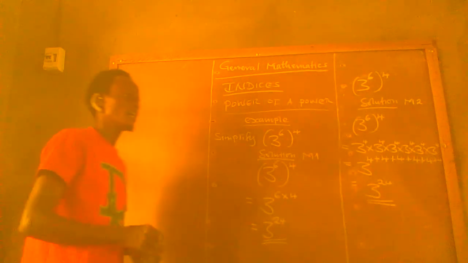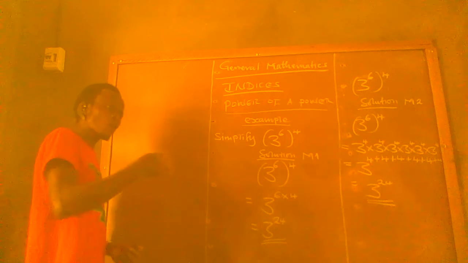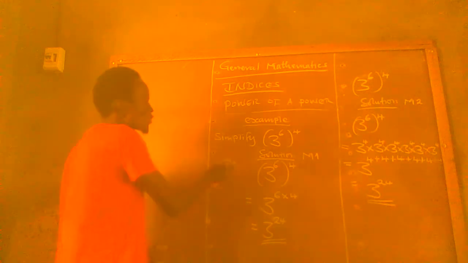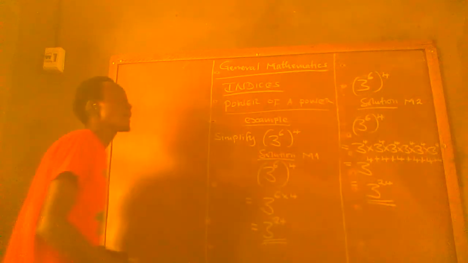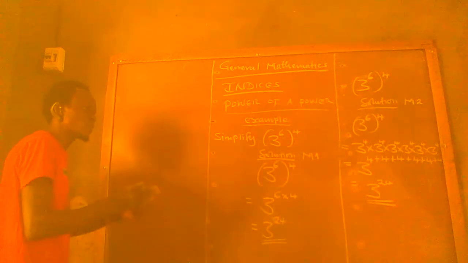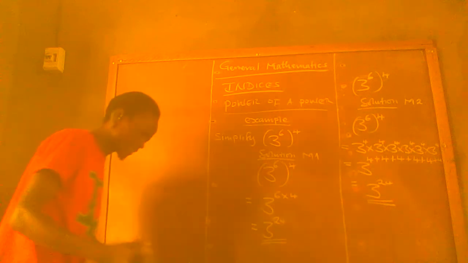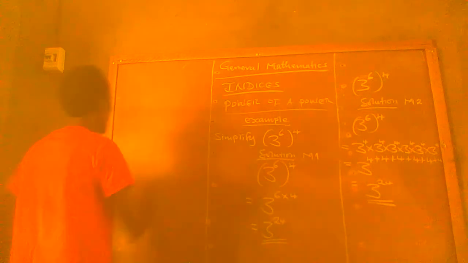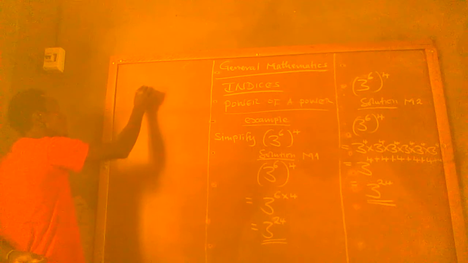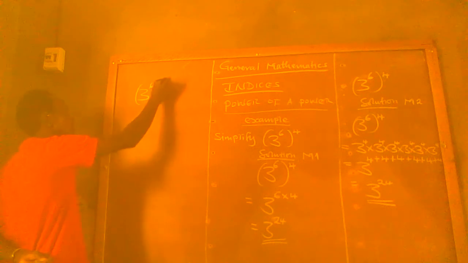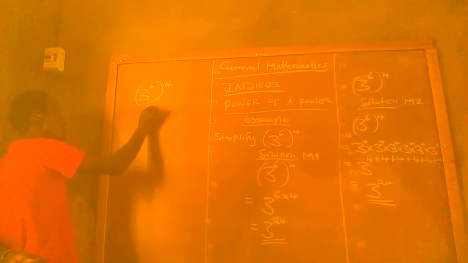Now, Timbo will say, I'm not going to use this first method, I'm not going to use this second method. Now, I'm going to find a way, let it be method 3, but I'm going to still have the same answer. Now, let's say 3 raised to the power 6, all raised to the power 4. Solution.